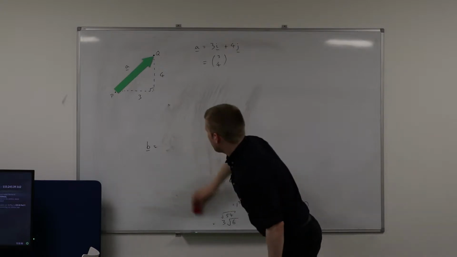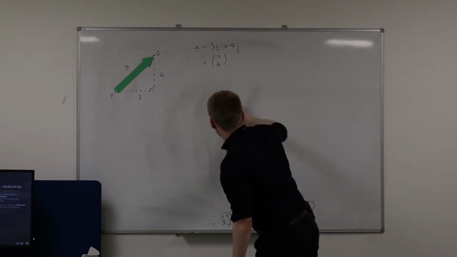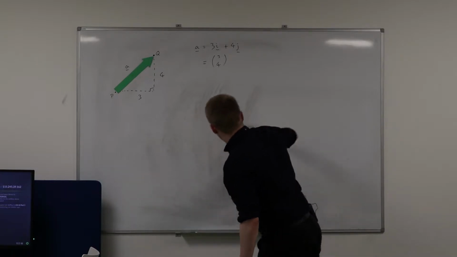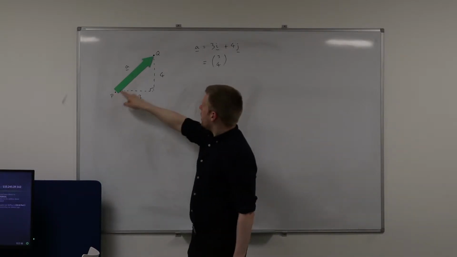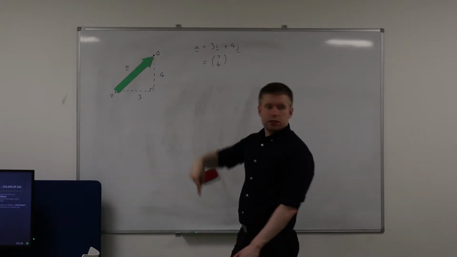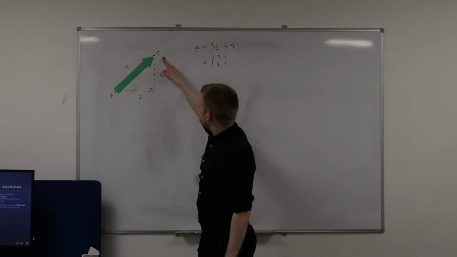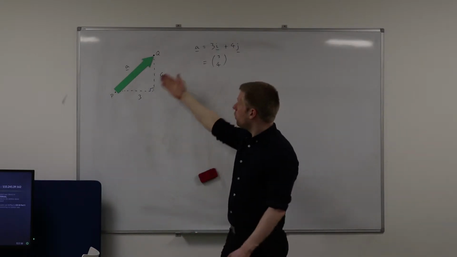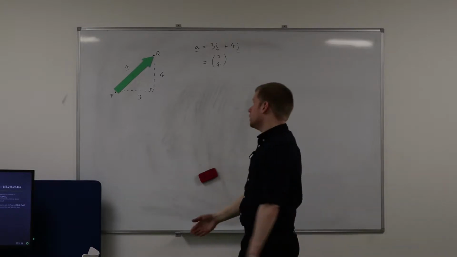So what's the geometric application of negative A? So if A is a movement from here to here, what would negative A be? It's the opposite direction, right? So instead of going from P to Q, negative A would be going in the exact opposite direction. So it could be going from Q to P. Okay? So that's a negative of A.